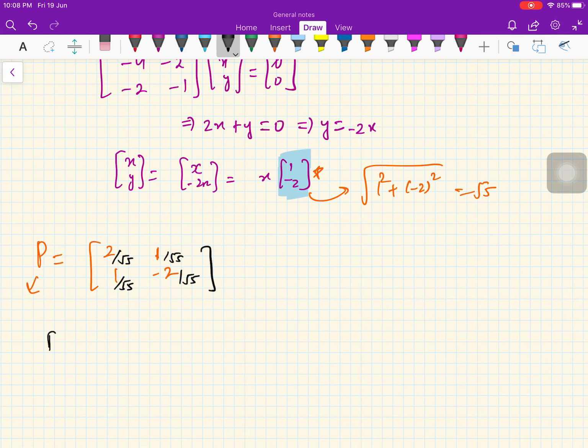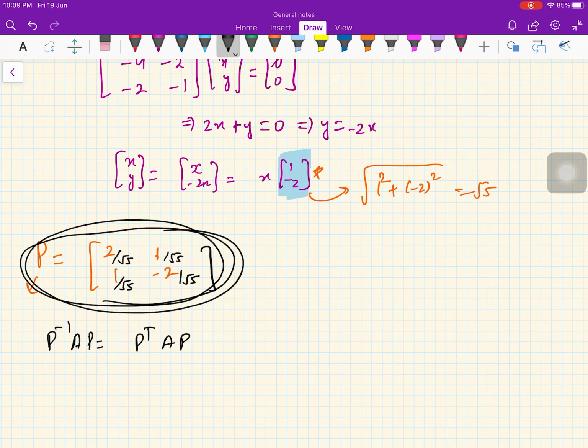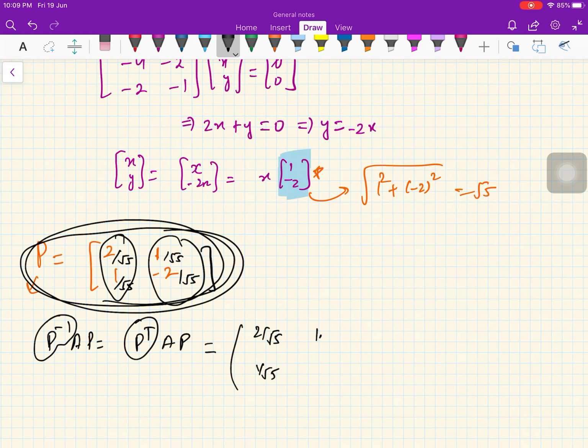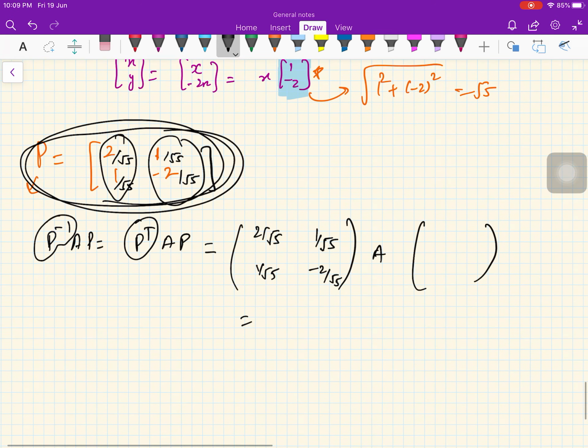And if you compute P inverse AP, it will be the same as P transpose AP. Why? Because this is an orthogonal matrix, so the columns are orthonormal. So the property is that P inverse is P transpose. So that is very easy. We can just write P transpose: 2 by root 5, 1 by root 5, 1 by root 5, minus 2 by root 5. And here your matrix A, and here again P. You will get your answer as 1 0 0 6. So the eigenvalues will be on the diagonal, right?